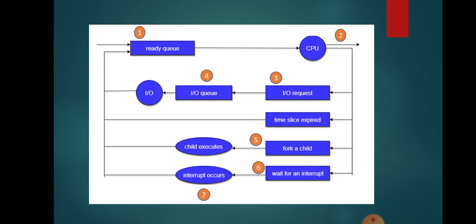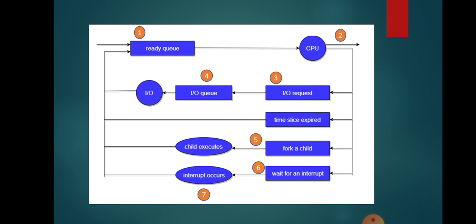One more is fork a child. A fork a child is the sub processes of a process. Those sub processes are placed first, the child executes, and again it is placed in the ready queue. And if an interrupt occurs, again those processes are placed in the ready queue.